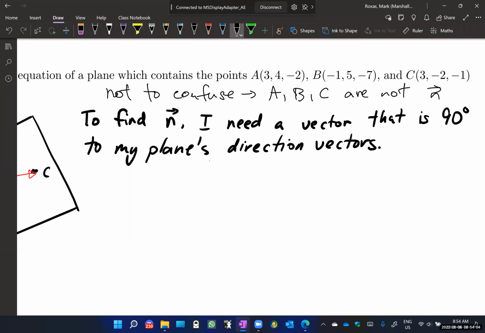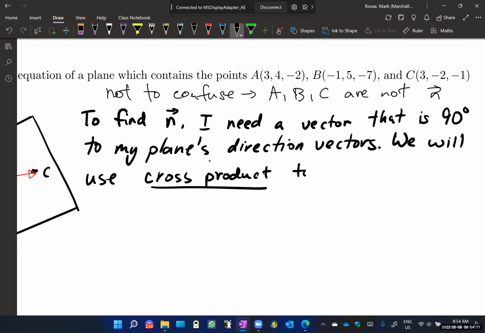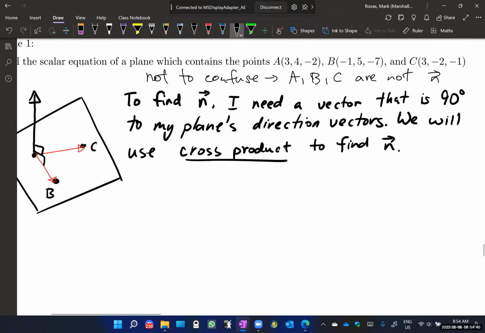Okay, so what we're going to do to do that is we will use the cross product to find n. There we go. Okay. So here's where we start connecting concepts from the previous chapter. The cross product is one of the three multiplications you can do with vectors, and the result gives you a perpendicular vector. Okay. So I need to find the cross product to find n.